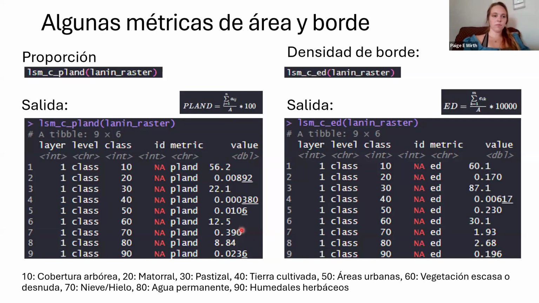The second metric in this category is going to be edge density or edge per area. And we're also going to calculate this on a class level. Edge density is the sum of all edges of the same class divided by the total landscape area in hectares. So how many edge units of a given class are present per hectare on the landscape? Generally, classes with higher proportions of the landscape will have larger edge densities, but it will not be exactly proportional, sort of like what we're seeing here between the two metrics.